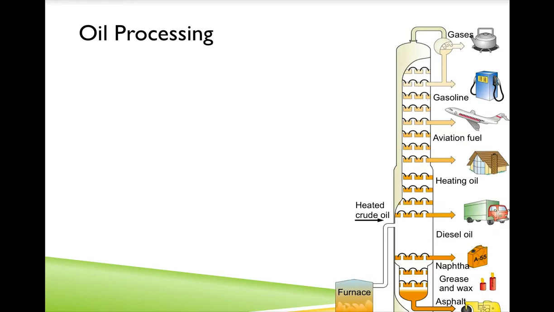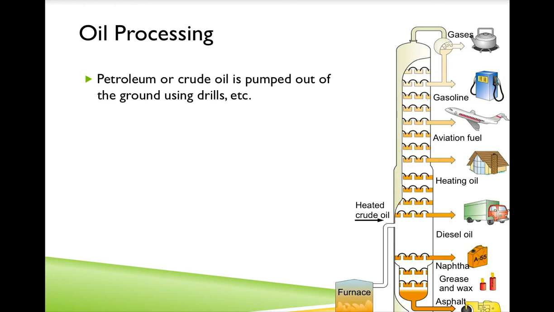Now first let's talk about how oil is extracted and processed. So petroleum, or crude oil, gets pumped out of the ground using drills, and they usually dig a very deep well that'll go down to wherever the oil deposit is. They can also make wells now that are offshore, in the continental shelf, and so they go down through the ocean and then down into the seafloor below.